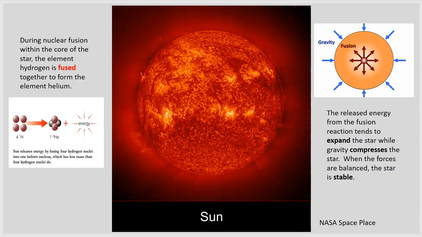So here's our sun. It is a star. And what's happening in the core of that star is fusion. Hydrogen nuclei are being fused to form helium nuclei, and that process releases energy. And that energy heats up the surface of the star, and hot things glow. And so we see the light and heat coming from our sun.